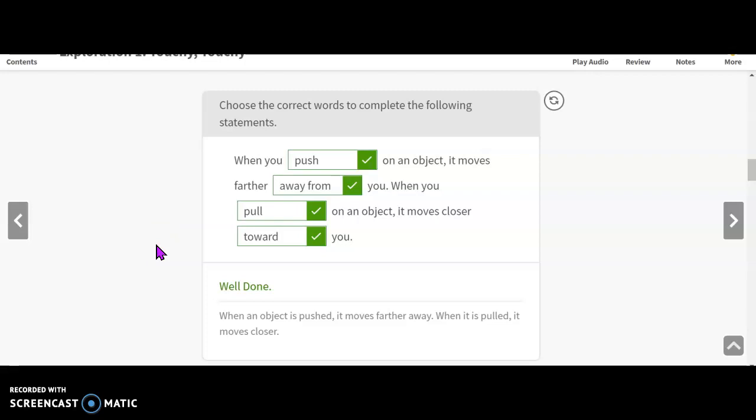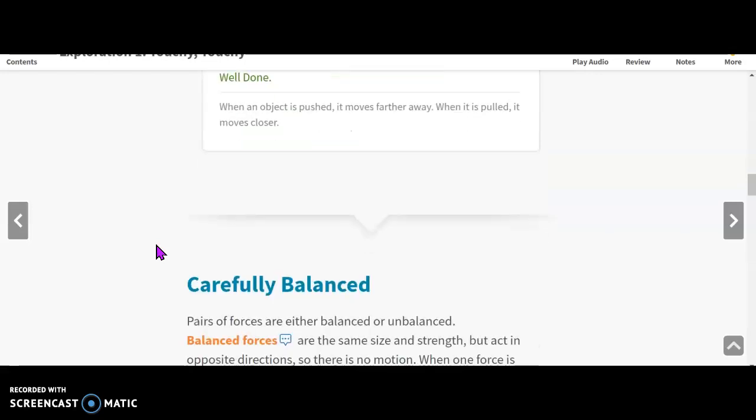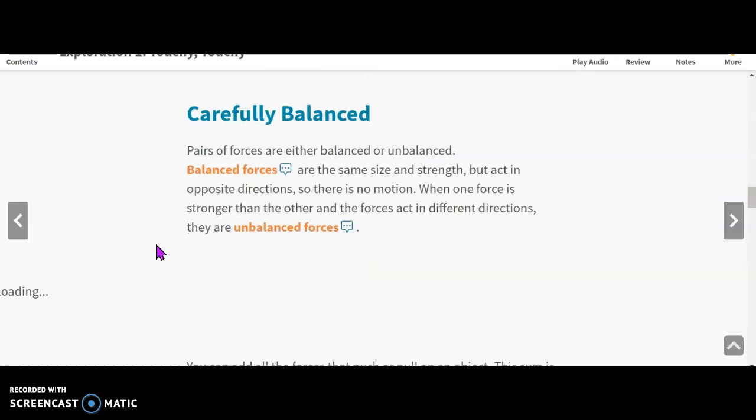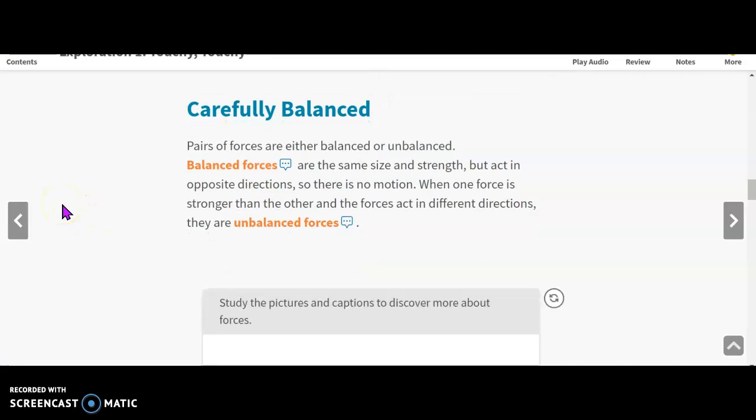Make sure you fill this out on page 90 before moving on. So if you need to pause the video, you can do that. Otherwise, let's look at the next page. Carefully balanced, page 91. Pairs of forces are either balanced or unbalanced.